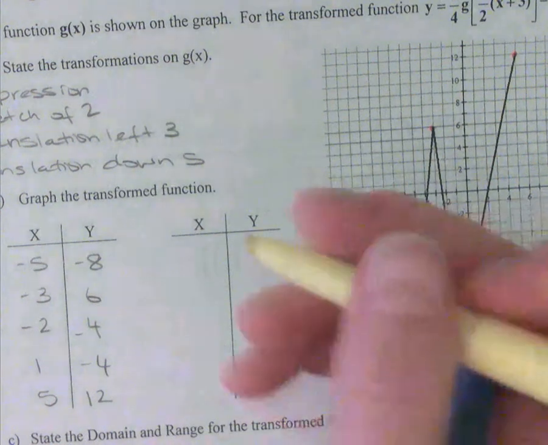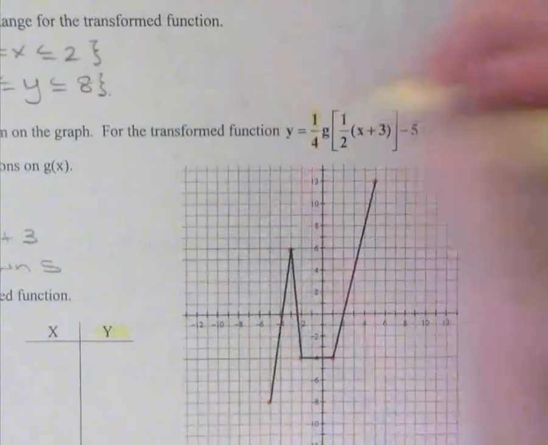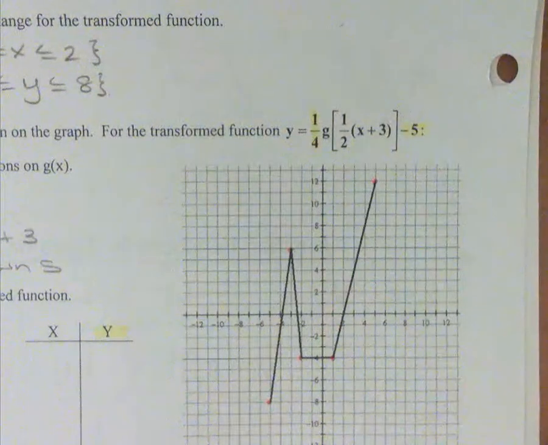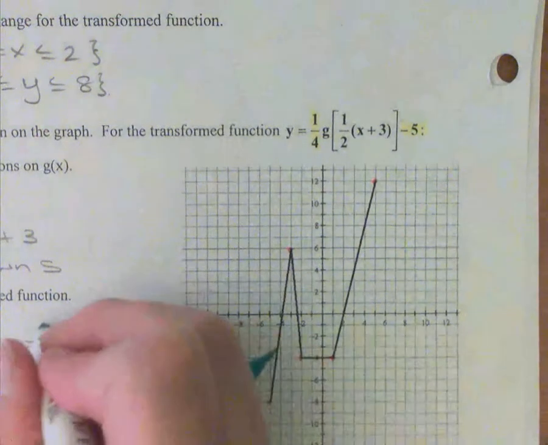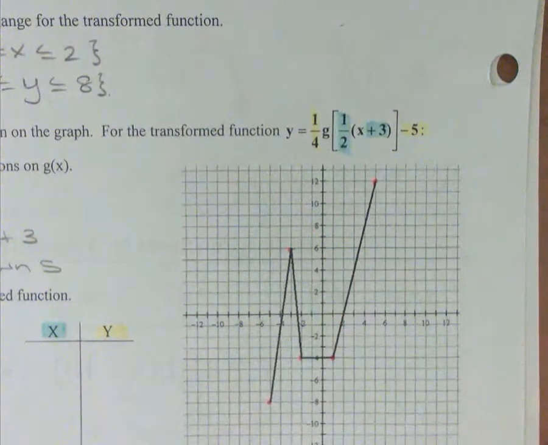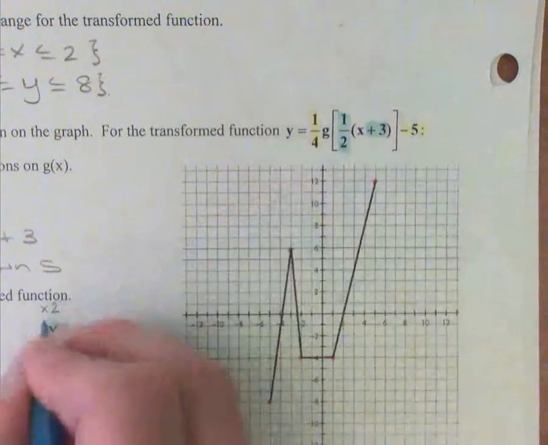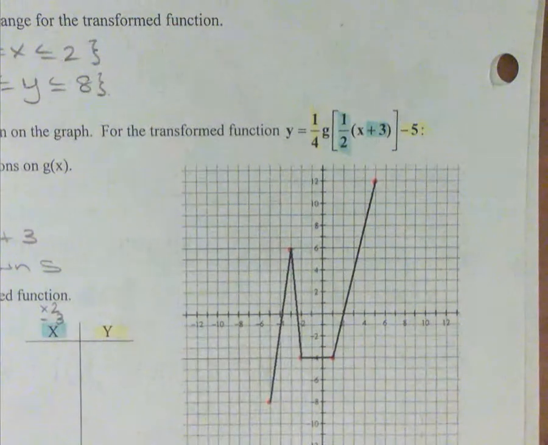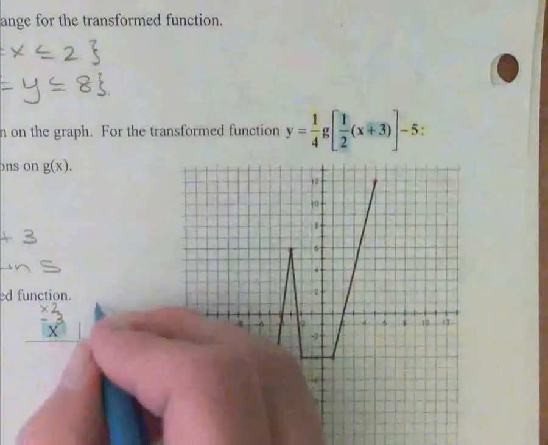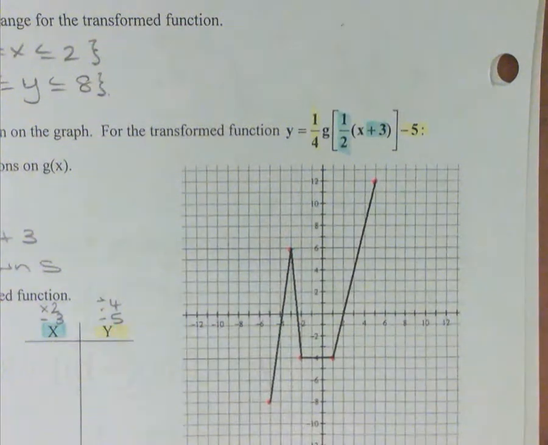Again, anything on the outside will affect y. So that's the 1/4 and the -5. Anything on the inside will affect x. So 1/2 and +3. Anything on the inside lies. So we're going to multiply by 2 and subtract 3. We're going to divide by 4 and subtract 5 because the outside tells the truth.